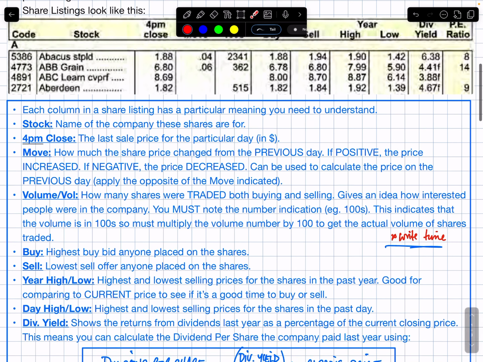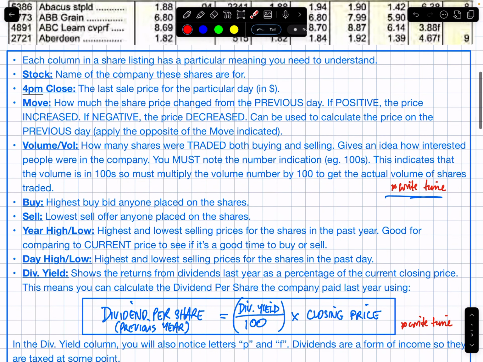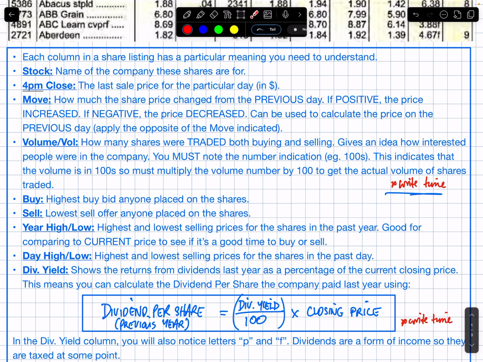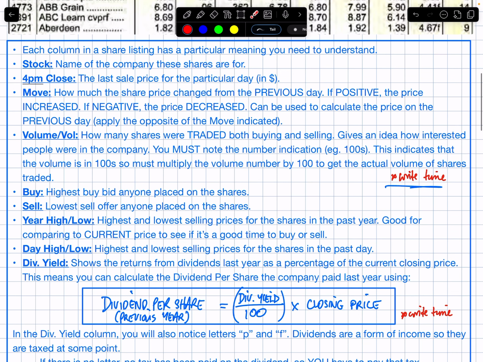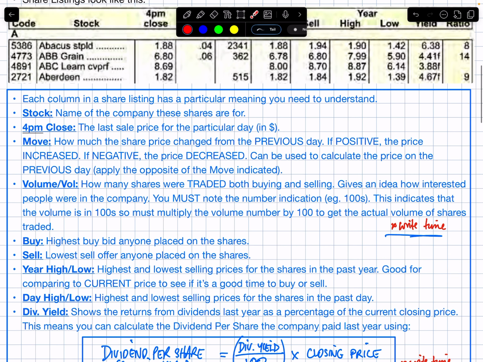Okay? So, I will breeze through these right now. You were sent these notes to avoid you having to write it in full, so I can quickly go through them and get into an example. So what is the stock column about? That's just to identify the company we're talking about.